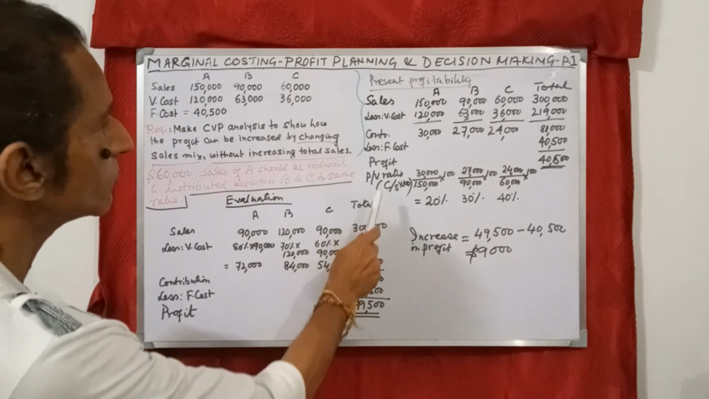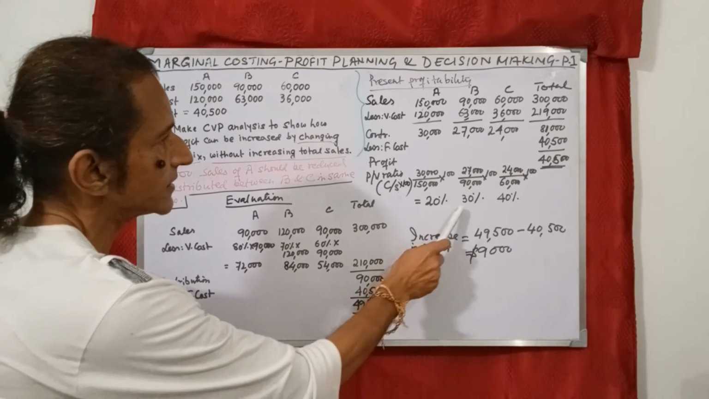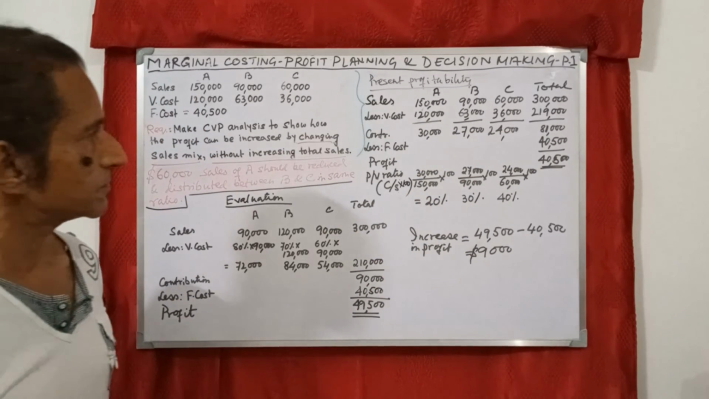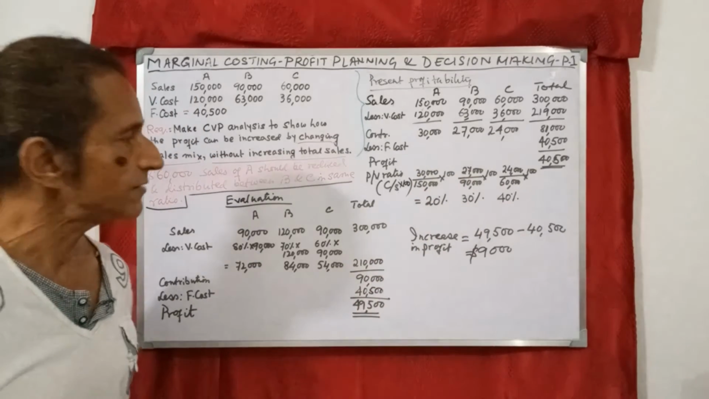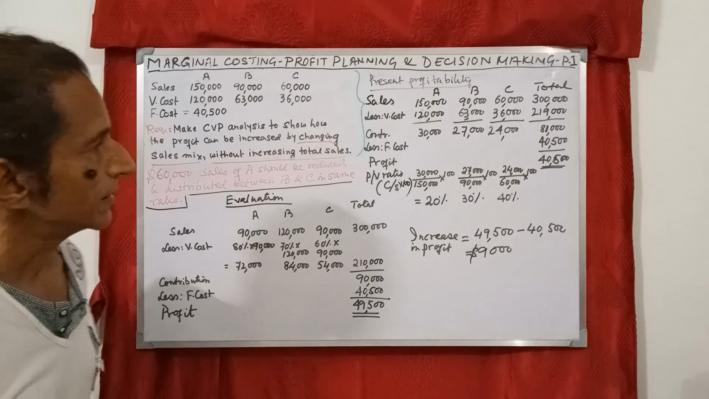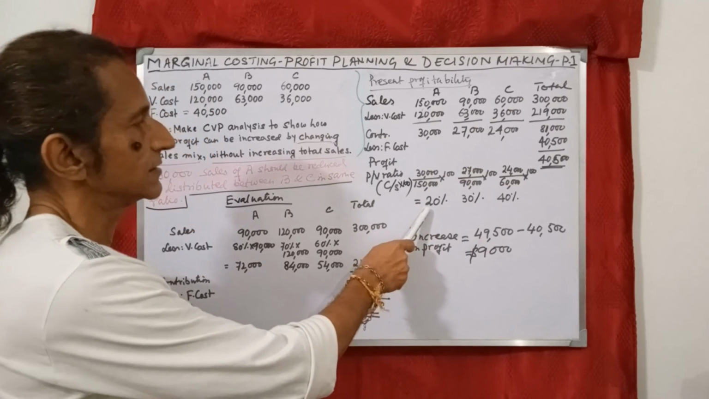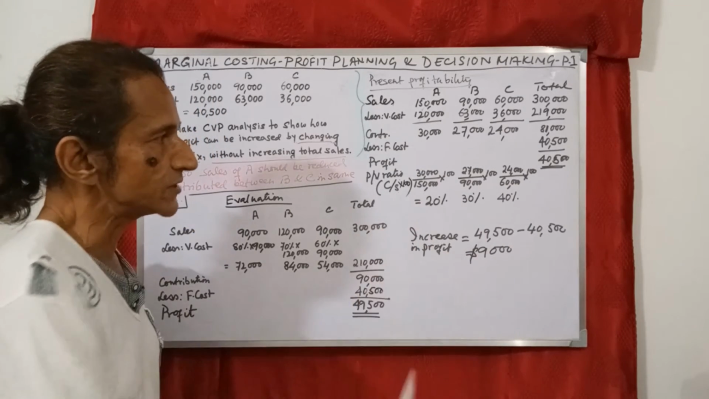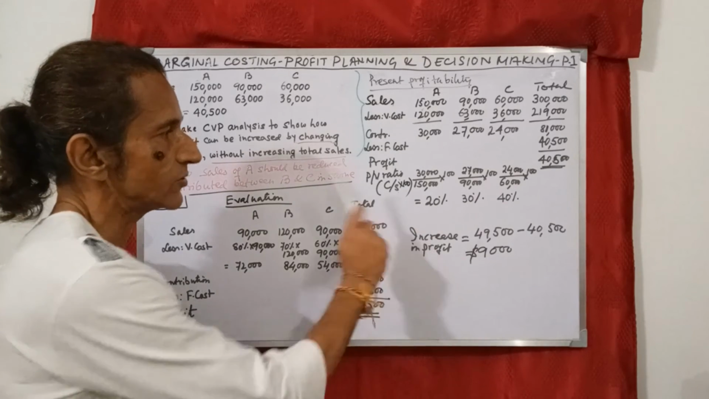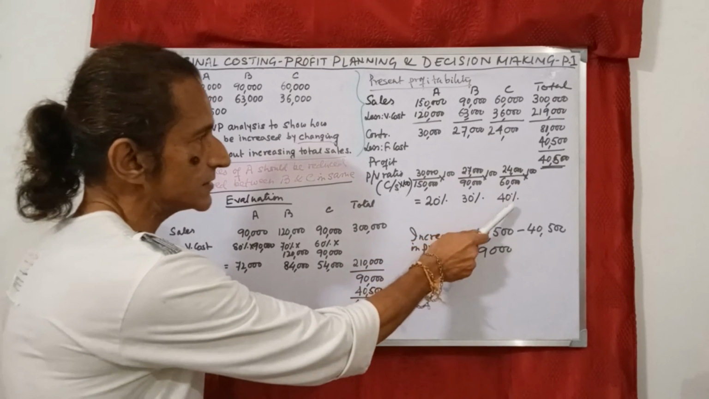Now we have seen the PV ratios of the three products are 20%, 30% and 40%. We know that contribution and variable cost are complementary to each other. That means if PV ratio is 20%, that is contribution is 20% of sales, then variable cost is 80%, 100 minus 20, 80% of sales. Here it is 70% and here it is 60%.